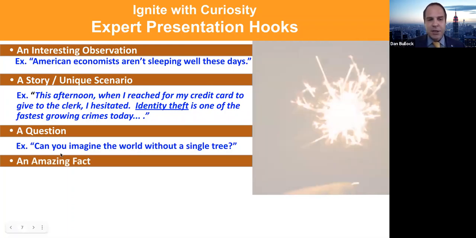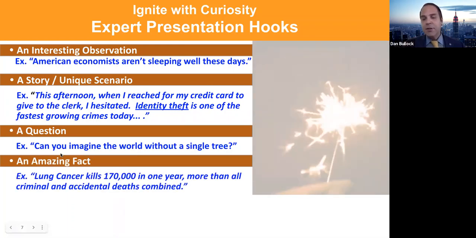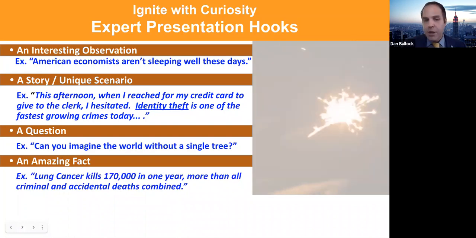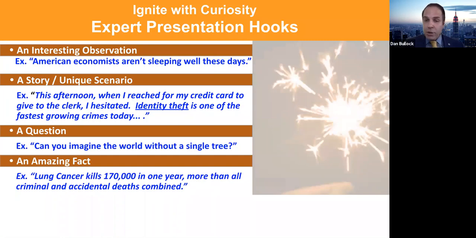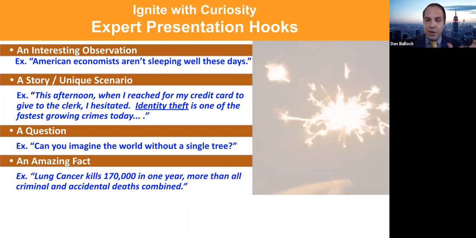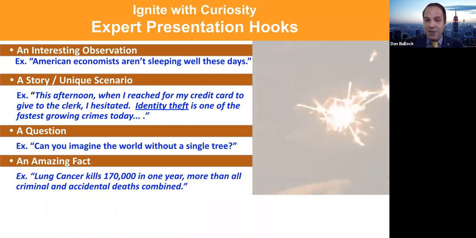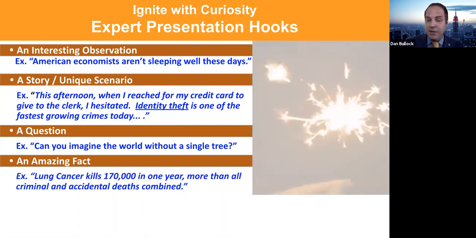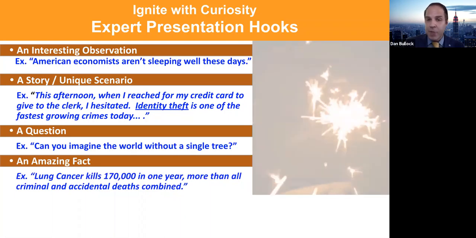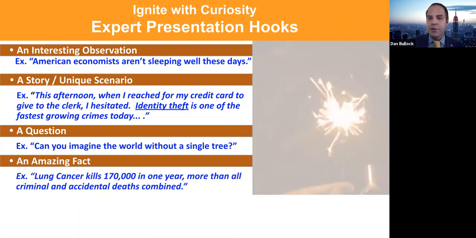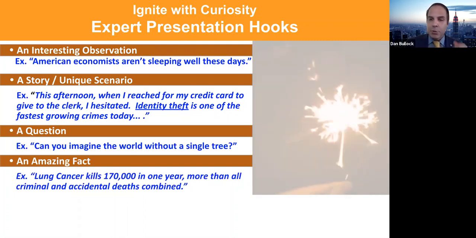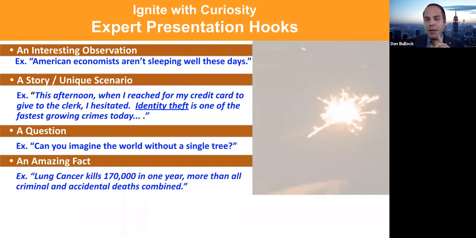Facts. What if I said something like this? What if I said, lung cancer kills 170,000 people, right, in 1 year, more than all criminal and accidental deaths combined. So not only am I giving you a statistic, right, a number, but I'm contrasting it with two other elements, criminal deaths and accidental deaths, right, and the combination of that. That's more profound. People are going to think, okay, wow, like I didn't know that, right? This aha moment starts to come front and center.